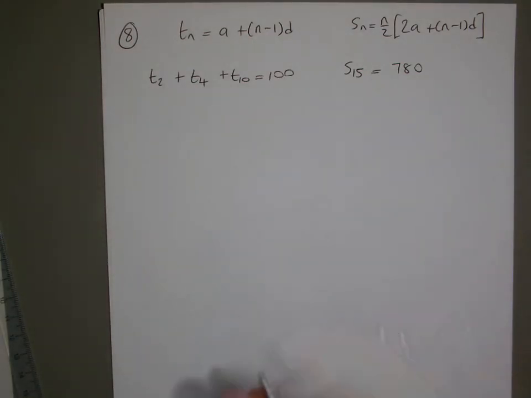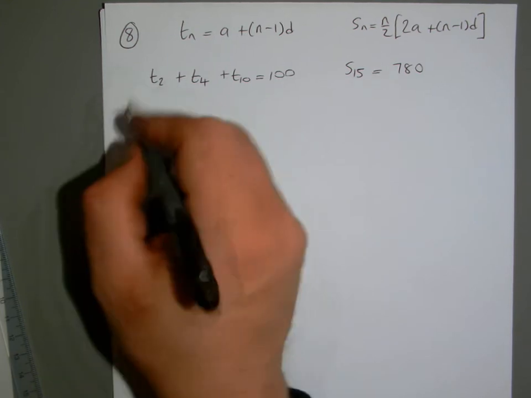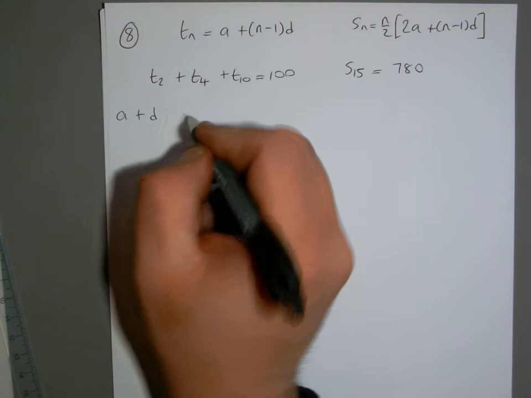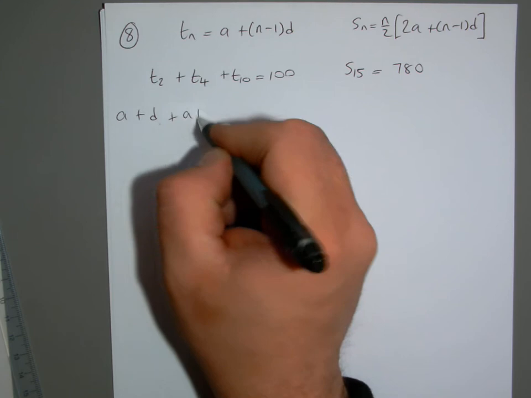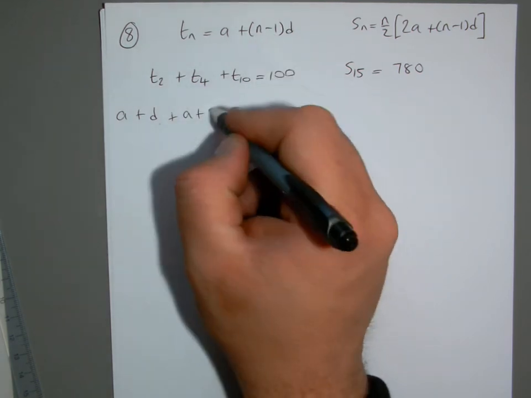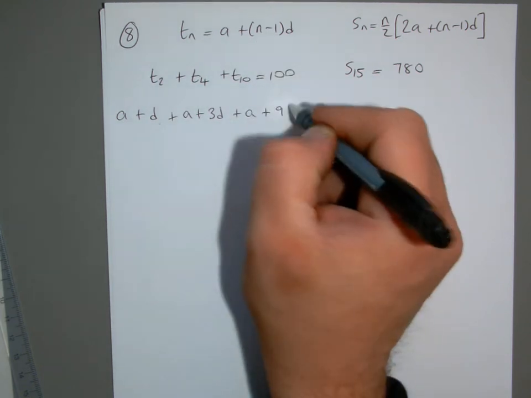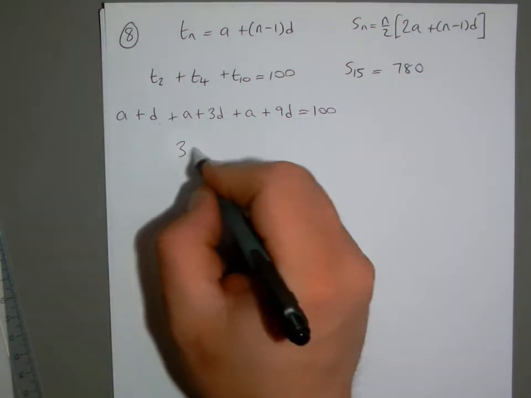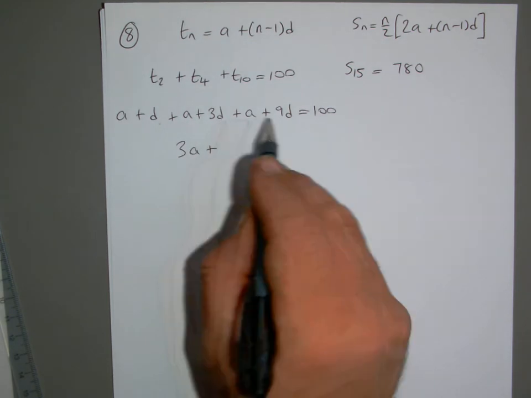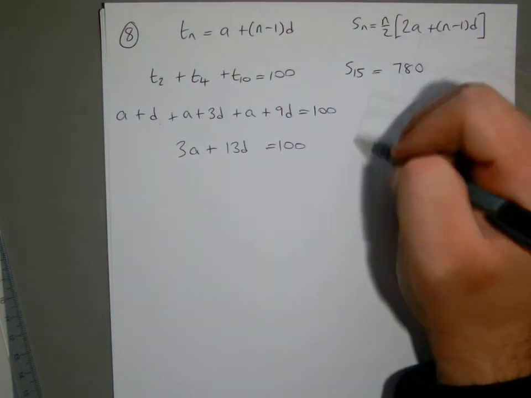So again, as you're familiar with now throughout these questions, you're going to end up with simultaneous equations. In this case here, they're adding three terms together. So T2, of course, is A plus D. You know that, don't you? This is A plus 1 of the difference. T4 will be A plus, well, 4 take away 1 is 3, so 3D. And then T10 will be A plus 10 take away 1 is 9D. So all goes up to 100. So you've got there then 3A plus D plus 3D plus 9D is 13D, and that will equal 100. So we've got equation 1 there.